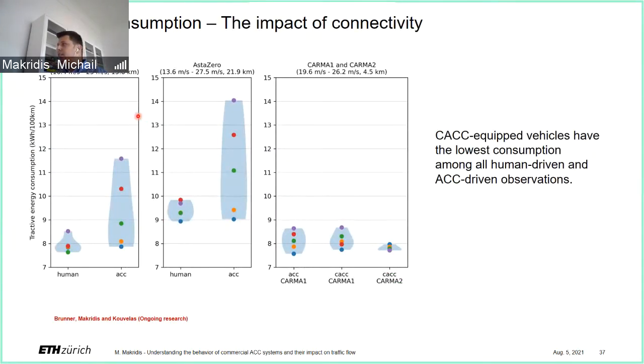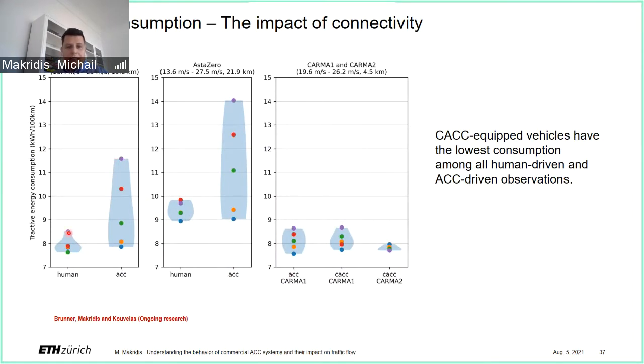And if we put the connectivity into play, we see also some interesting results here. So we have human drivers, ACC drivers, and the CACC and the ACC. Please observe the dots. So the order of the vehicles here is first the blue, then the orange, then the green, the red, and the purple. And you can see that for ACC, the order of the dots plays a role. So you have an increase in the consumption, which is correlated with the order of the dots.